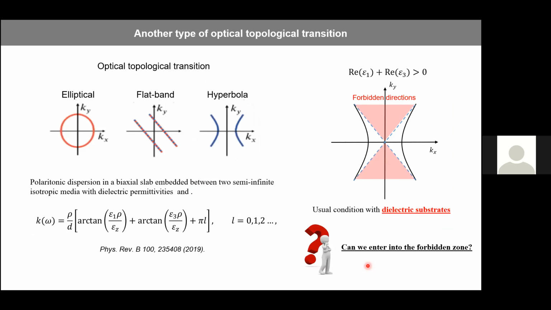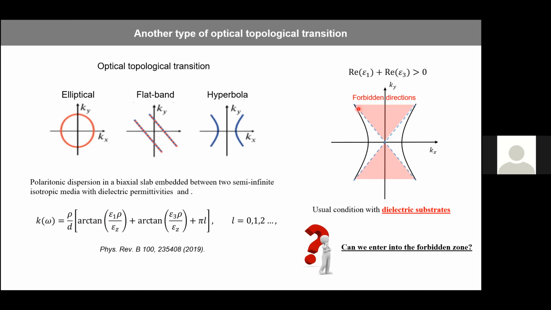And in the previous slides, I showed you what we can do with the twisted bilayer molybdenum trioxide. We can observe this topological transition from a closed to an open hyperbola, and between them we have this flat band isofrequency curve. But in only a monolayer of molybdenum trioxide, we developed this equation to analytically calculate the dispersion of the phonon polaritons.